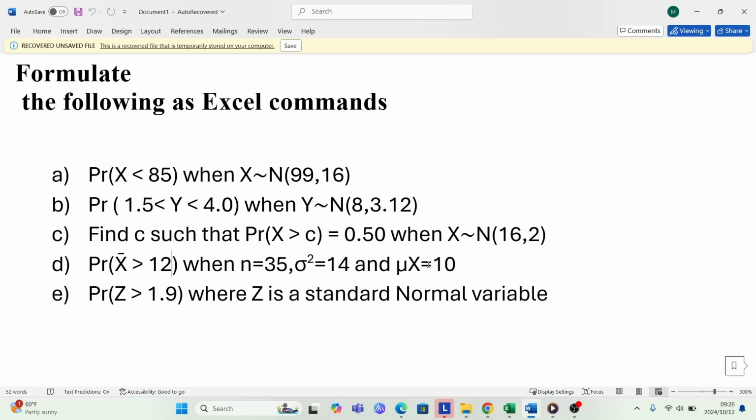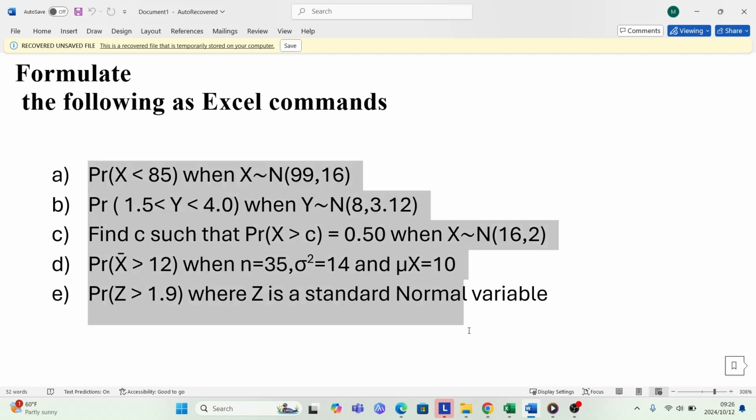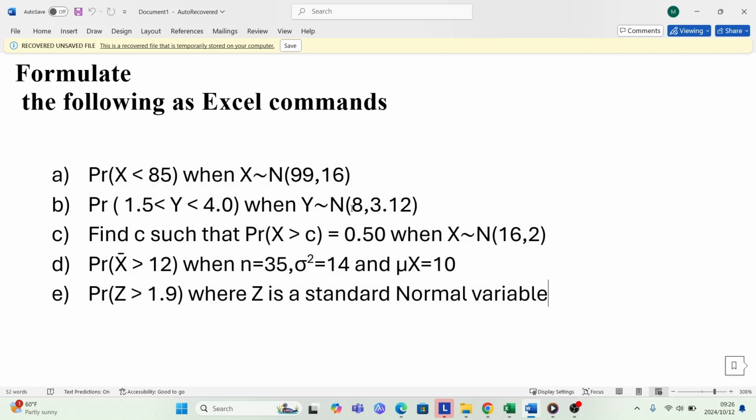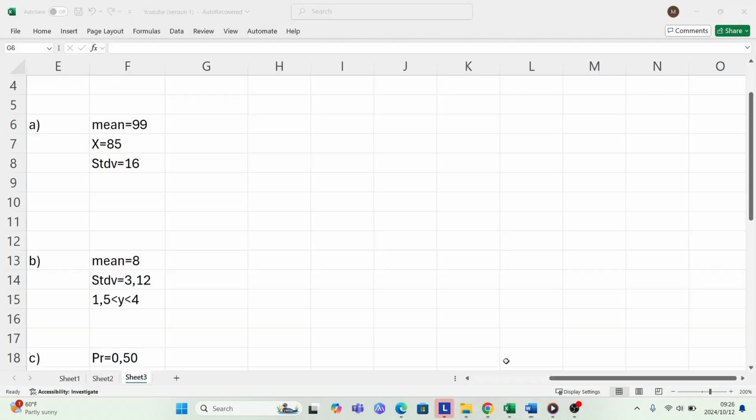This is Einstein. So this is a statistics video, and we're required to formulate this with Excel. So I'm just gonna get straight to the point and solve the problems. So this one says probability X is less than 85 with a mean of 99 and standard deviation of 16. So on my Excel, I've already written everything down. The first one with a mean of 99, x 85, standard deviation of 16.